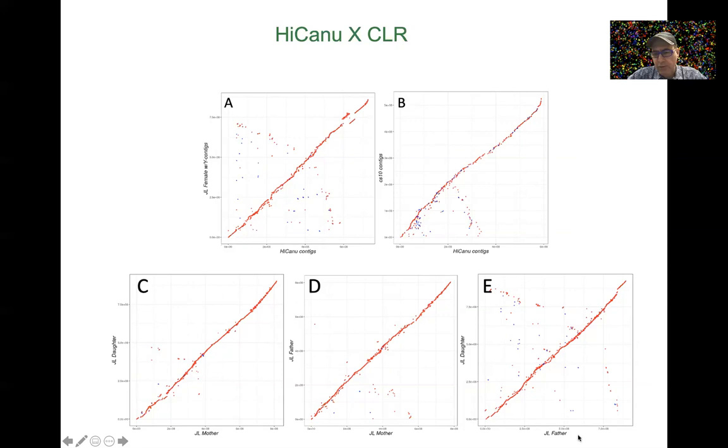And we've also made a female reference that has the Y tacked onto it. You can see some of that up here. And that's just to get an understanding of what a complete reference would look like if it were the quality of the female plus the Y that we gathered from the male.